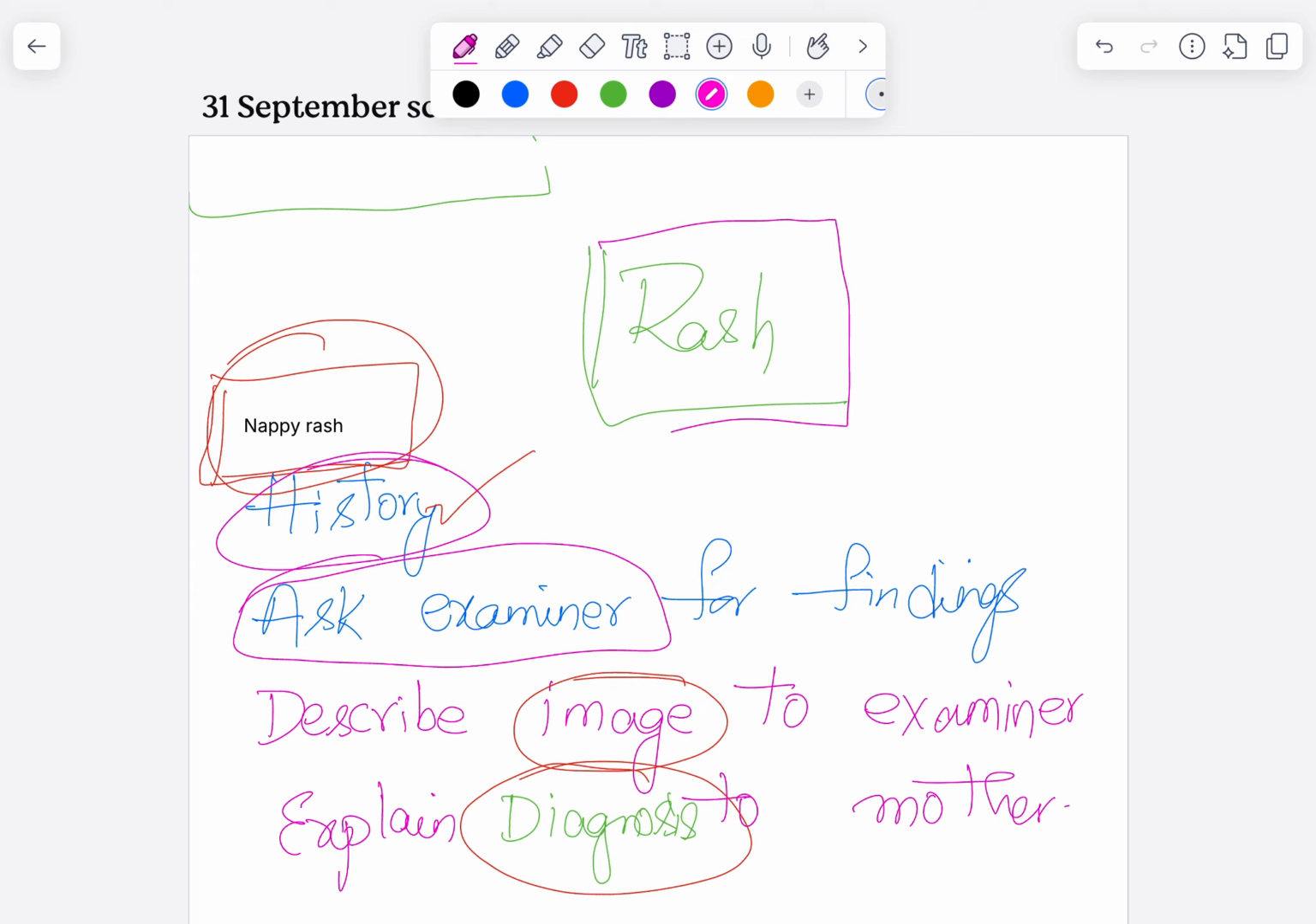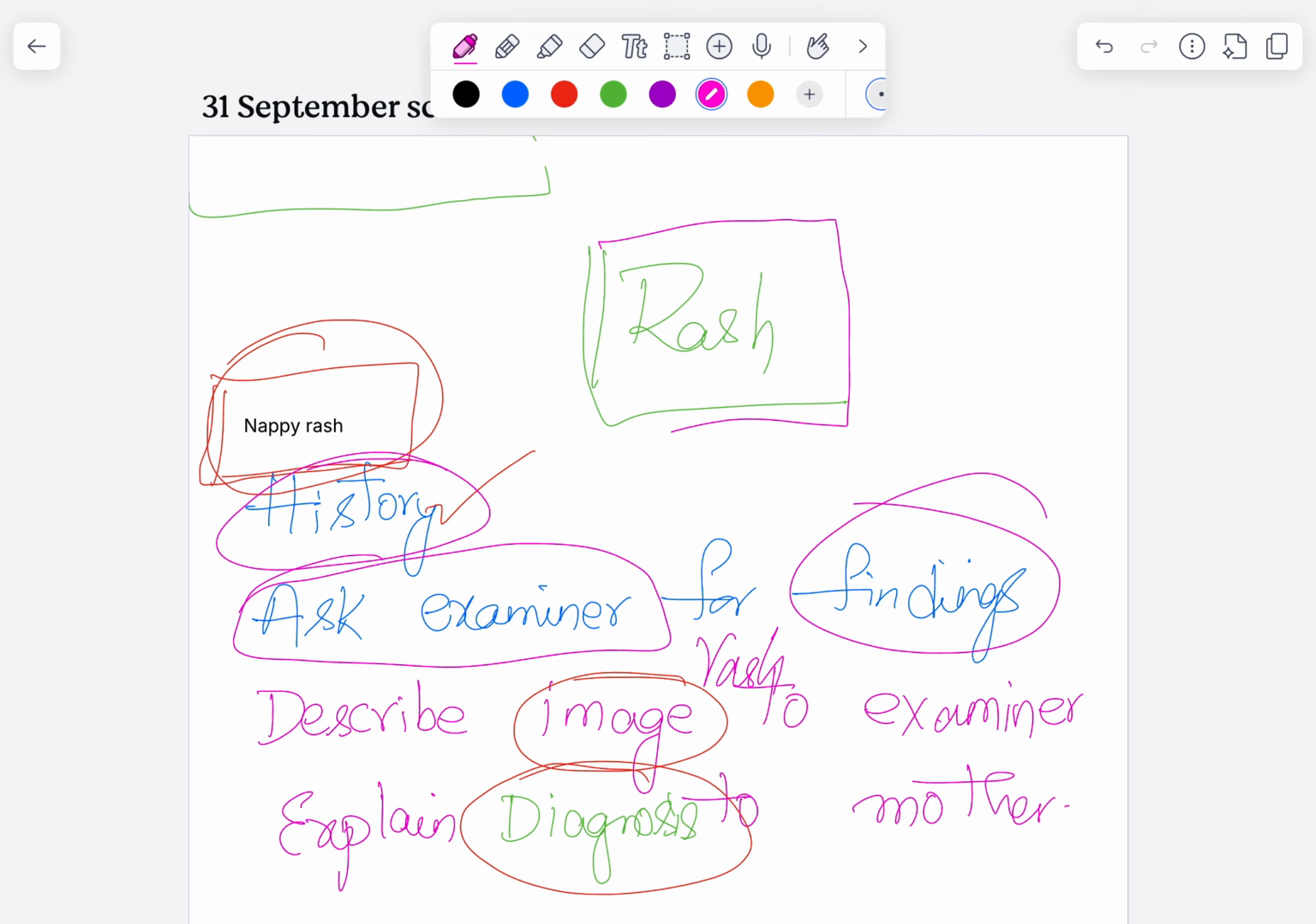Then the scenario says ask the examiner for findings. Then when you ask the examiner for findings, the examiner is going to give you an image and you have to describe the image. In other words, describe the rash to the examiner. Then at the end, you have to explain the diagnosis to the mother. So this is where a lot of doctors make mistake, is they think it's a case of nappy rash. Unfortunately, if you think like that, most likely you will fail the exam.